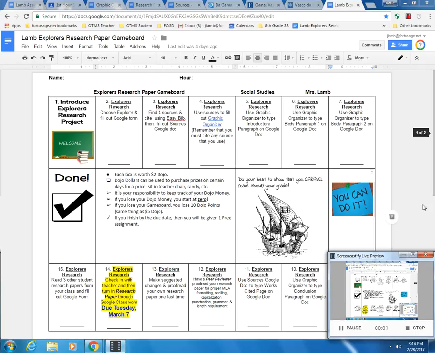Hi, guys. This is Mrs. Lamb, and today I want to talk to you about working more on your Explorers Research Project and specifically what it is that I want you to do with the graphic organizer.